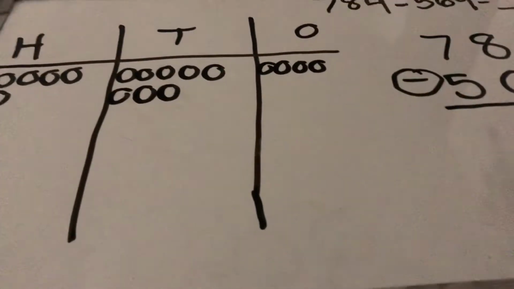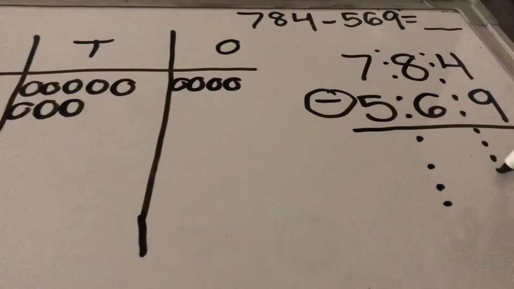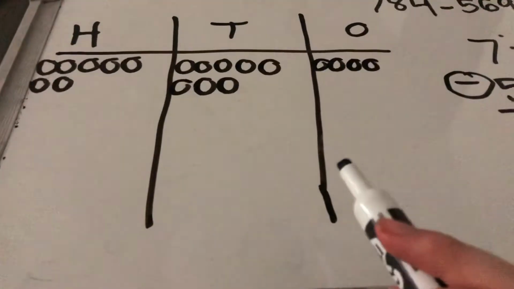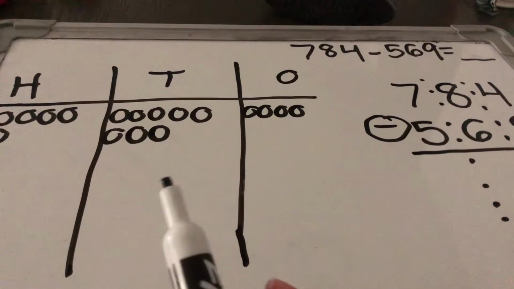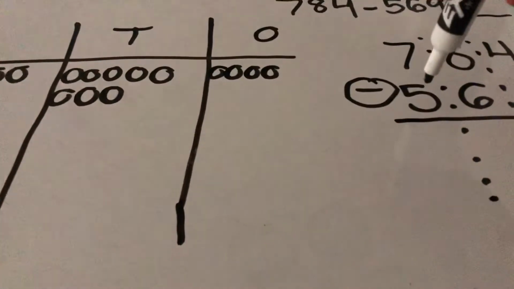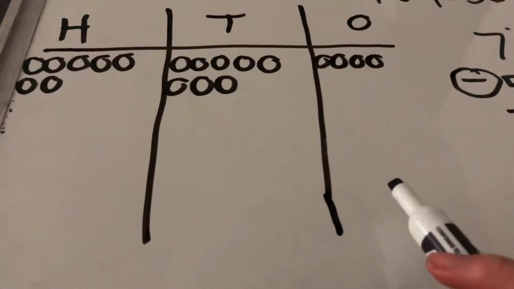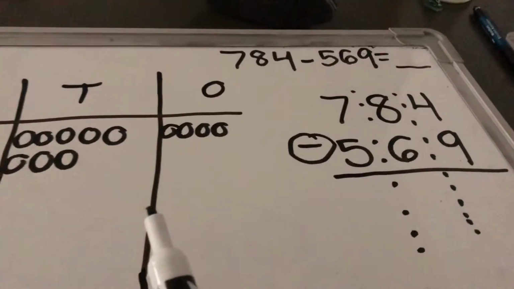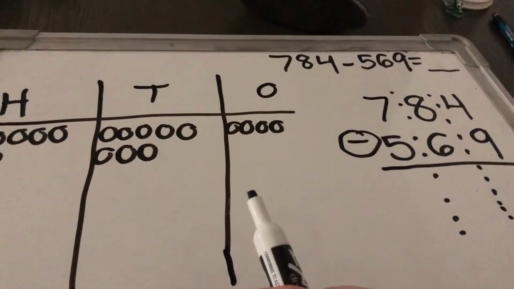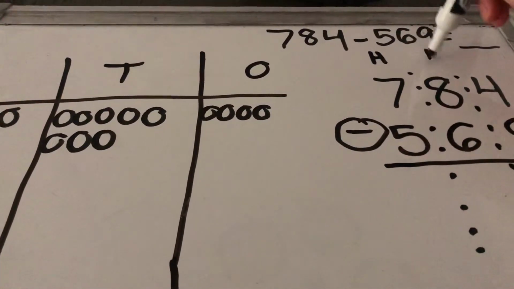Now, I know when we did our addition problem, we put both numbers in our chart, but we don't want to do that here because we're subtracting. And if we subtract, that means we're taking away 569 from 784. If we started to put 569 in this chart, then we'd end up with more. Instead, we need to end up with less because we are subtracting. Okay, now that we have it all set up, we're ready to subtract.